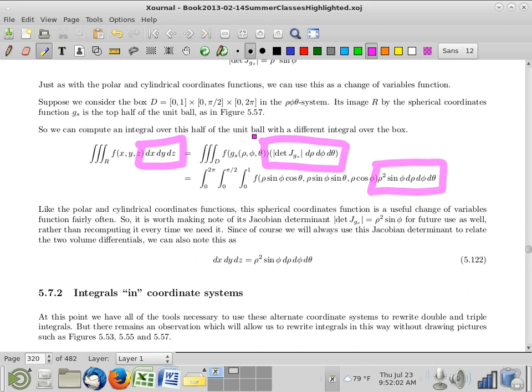And again, I encourage you to think of that as a single thing. That's one object, in the same sense that we think of dx, dy, dz as dV. This is a single object that's big. It represents the volume of a little box that we're multiplying by an integrand for whatever reason. Likewise, think of this as a single thing: rho squared sine phi d rho d phi d theta, all in one.